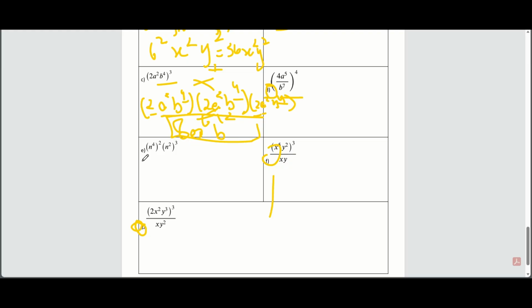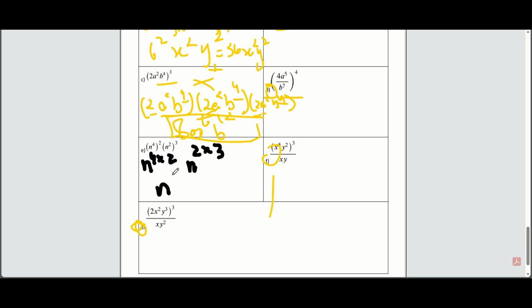Okay, we have n to the power of 4 times 2, and then here it's n to the power of 2 times 3. That's going to give us n to the power of 8 being multiplied by n to the power of 6, because 3 times 2 is 6. So these are easier without brackets. And now we have the same base with exponents.